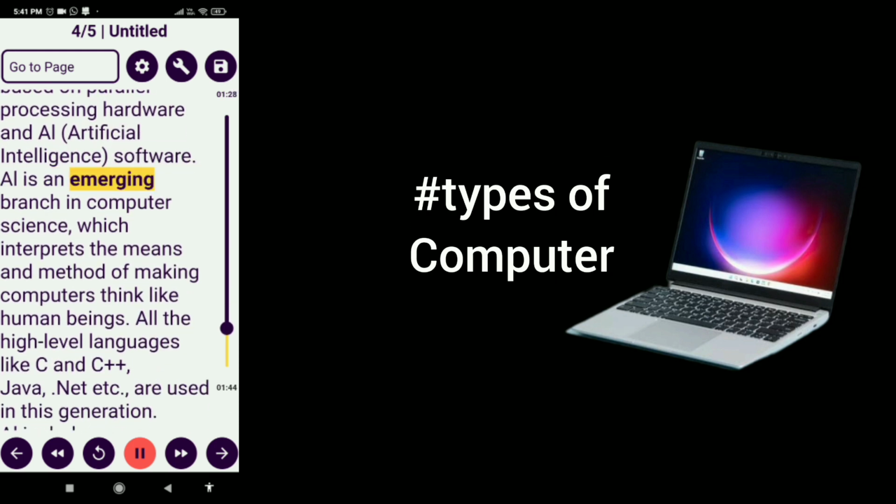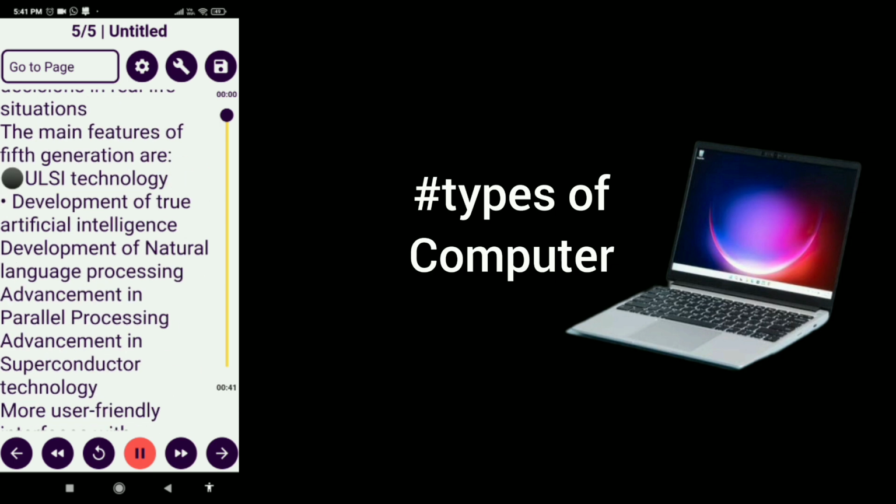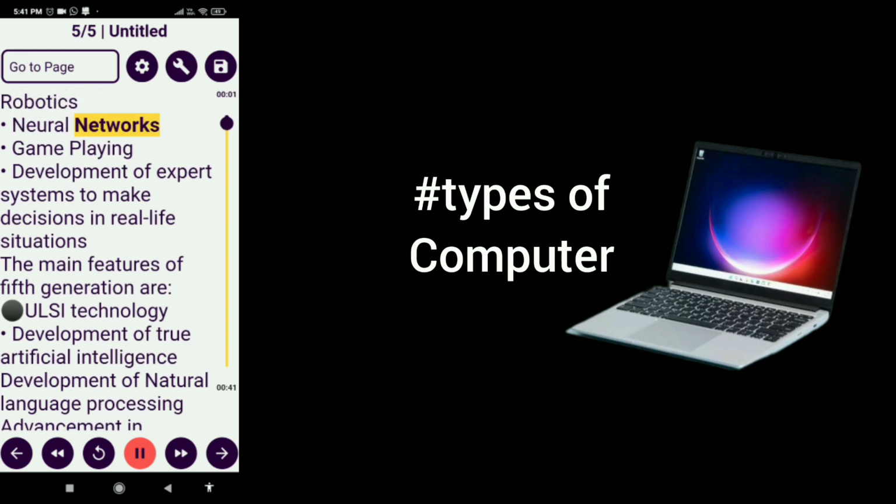AI is an emerging branch in computer science, which interprets the means and method of making computers think like human beings. All the high-level languages like C and C++, Java, .NET etc., are used in this generation. AI includes robotics, neural networks, game playing, development of expert systems to make decisions in real-life situations.